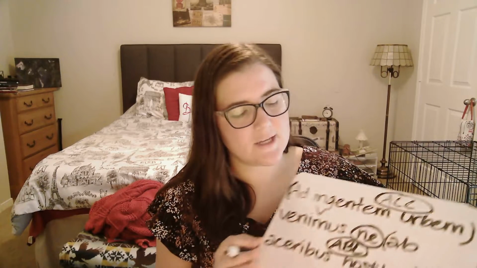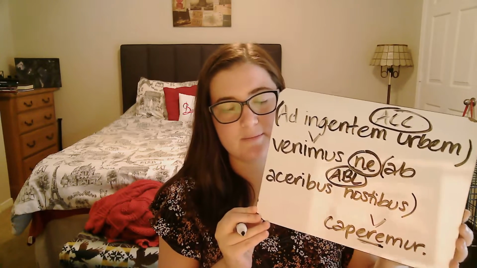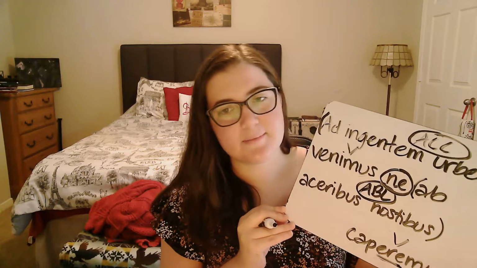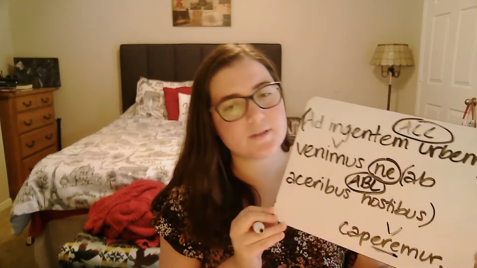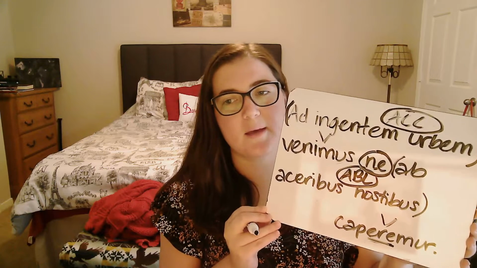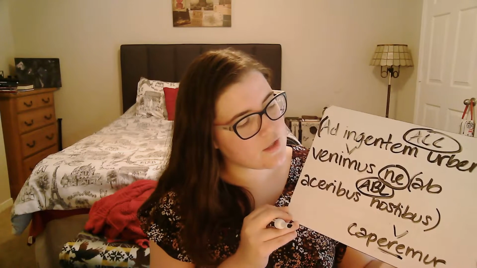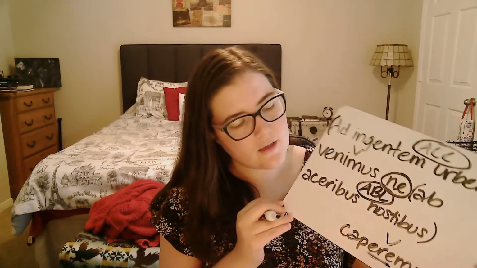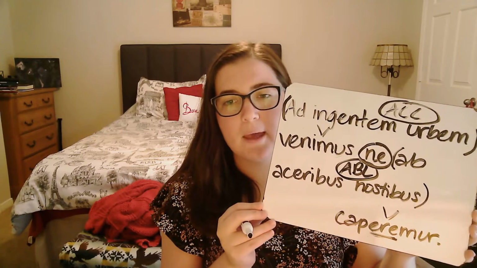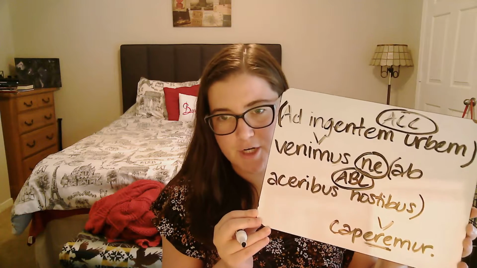So, time to translate. We're going to start with our first clause, our main clause here, ad ingentem urbem venimus. So I'm going to start with my verb, which has my subject included. So, we came. There's venimus. We came ad ingentem urbem, to the huge city. We came to the huge city. Now I'm going to move into my purpose clause. So that, caparemur, we might not, from our ne, we might not be captured.